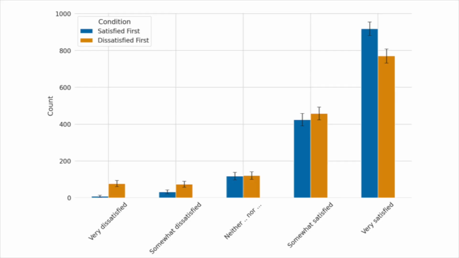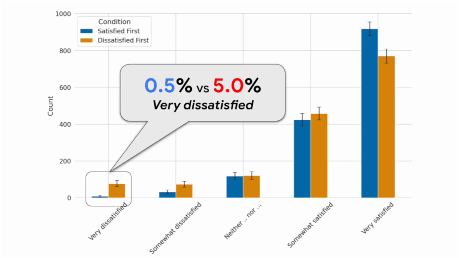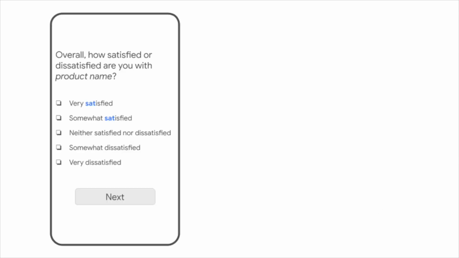Studying the response options in detail, we found that the very dissatisfied response option was picked 10 times more frequently when the response options were reversed. We hypothesized that respondents might be selecting it by accident. To verify this hypothesis, we took the setup of the first experiment and extended it.